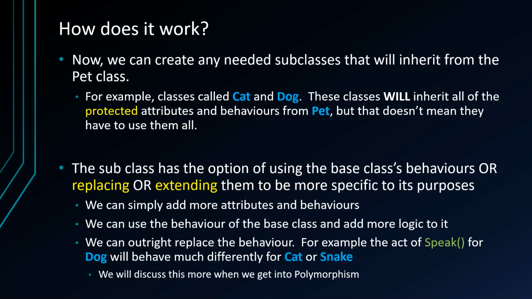So how does it work? Here we go. So now we can create any needed subclasses that are going to inherit from that pet class. We have the pet, now let's create the subclasses. So for example, classes called cat and dog, these classes will inherit all of the protected attributes and behaviors from pet. But that doesn't mean they have to use them all. So let's pause for a second. Let's go back and let's go over to REPL and let's start building some of this.